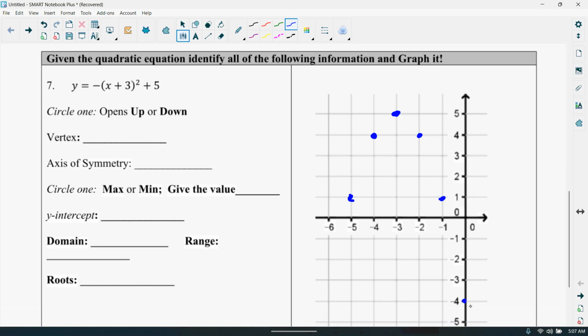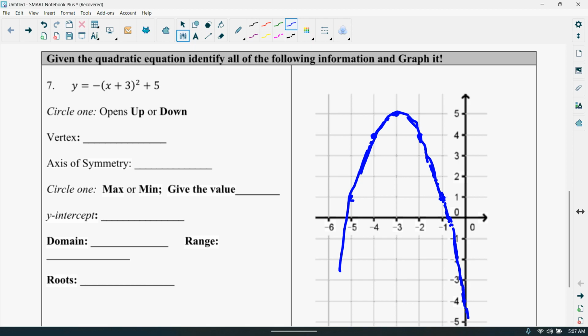So right here, and then we're just kind of sketching a graph through these points, showing the path of the parabola. So it's going to go up here, and then it's going to curve, turn, and come down.